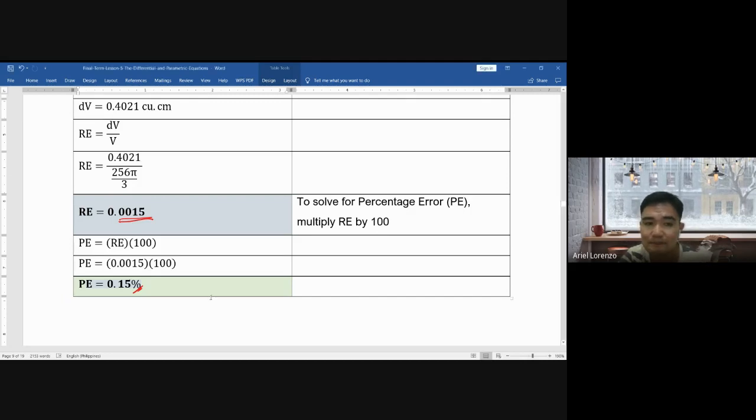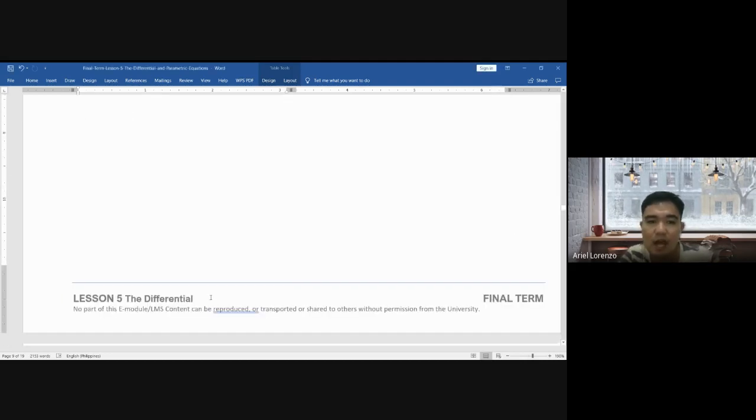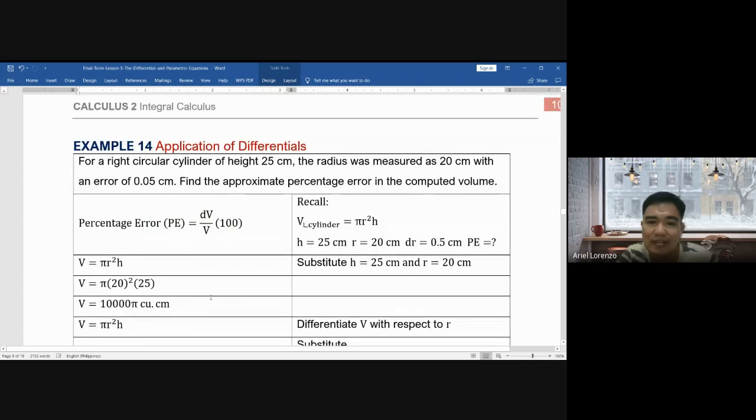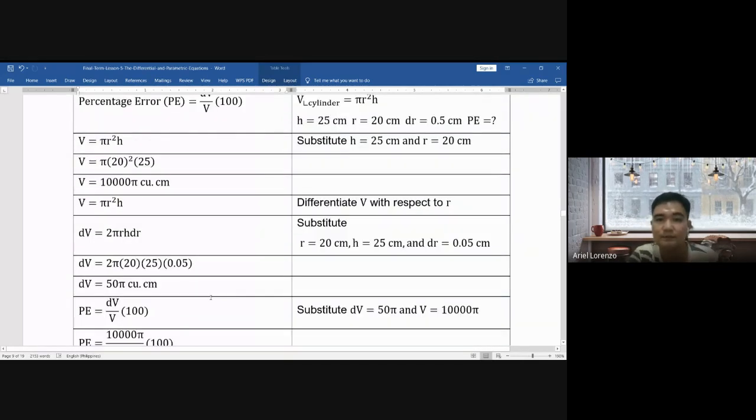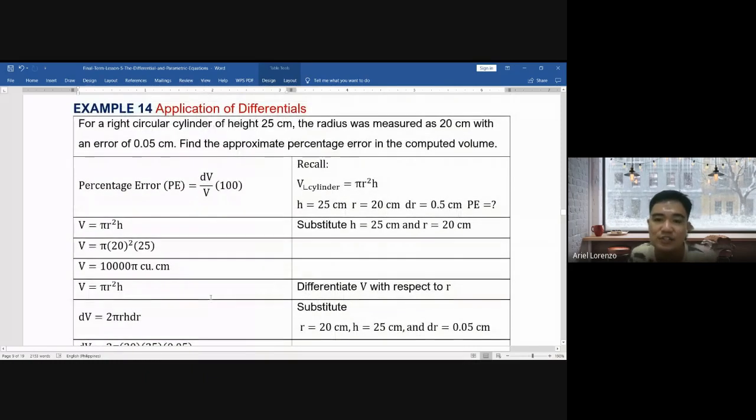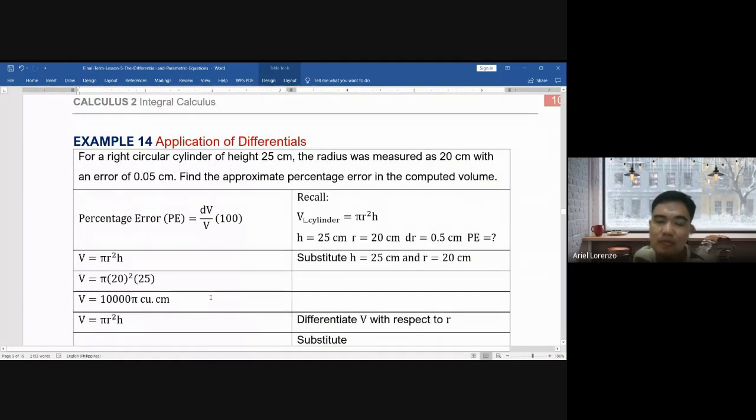Nakuha? Pwede lang yon. You try this one, class. You can apply the formula-based approach muna bago mo i-solve. Dito, let's try to understand the problem. For a right circular cylinder of a height 25 centimeters, so you have a height 25. The radius was measured to be 20 centimeters with an error of 0.05.